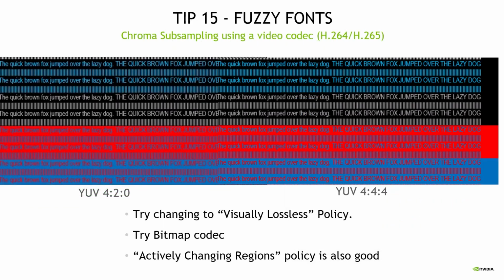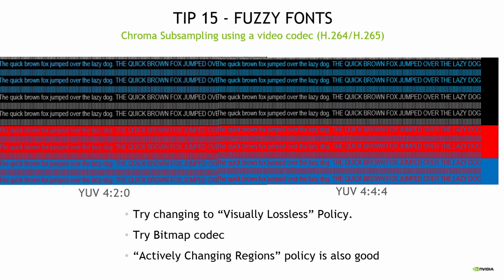One of the most common things I see in VDI deployments is misconfiguration of remoting policies. And this leads me to my last tip in the series, which is around fuzzy fonts. By default, both the BLAST and the HDX protocols use Chroma subsampling when sending data down to the endpoint. The problem with Chroma subsampling is a lot of the text that you see on the screen can look just a little bit fuzzy, especially if you're using bold colours such as blue on red or red on blue, that kind of thing. So there's a few ways around this.